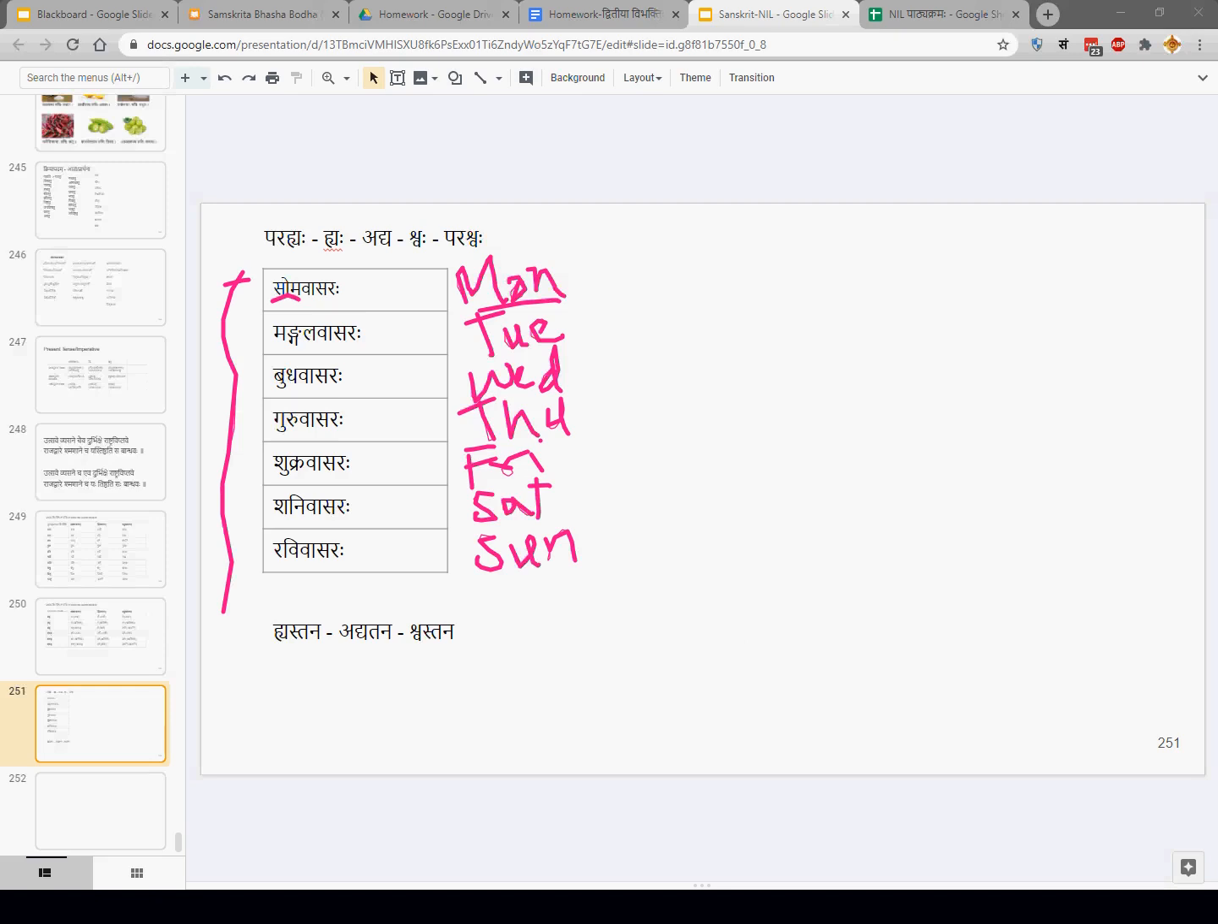The next one is Mangalavasaraha. Mangala means, what is that? Red planet, Mars. So this refers to Mangalavasara, day of Mars. There again there could be a different word like Kuja. There is another word called Kuja, referring to Mangala or the Mars planet. So they could say Kujavasaraha. You can come across Mangalavasara, Kujavasara, same thing.